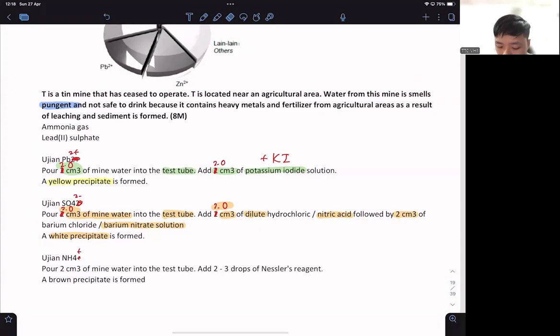Now it's for NH4+. So you add the Nessler reagent, then a brown precipitate is formed. Just remember the ion test. I think the ion test is the most difficult one, but no worries. We write down a few.